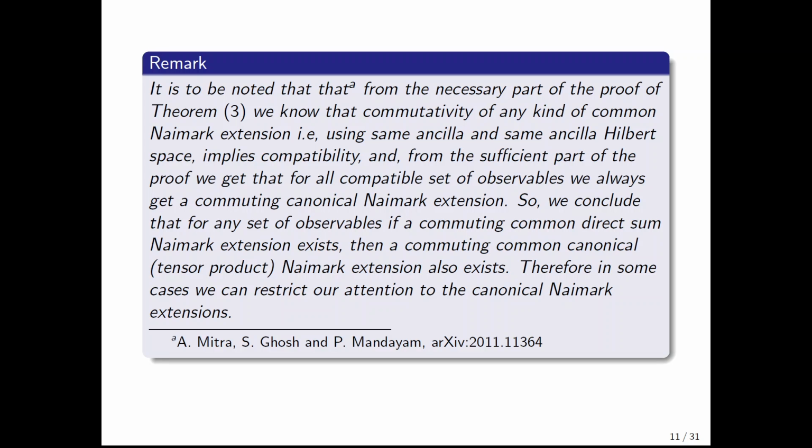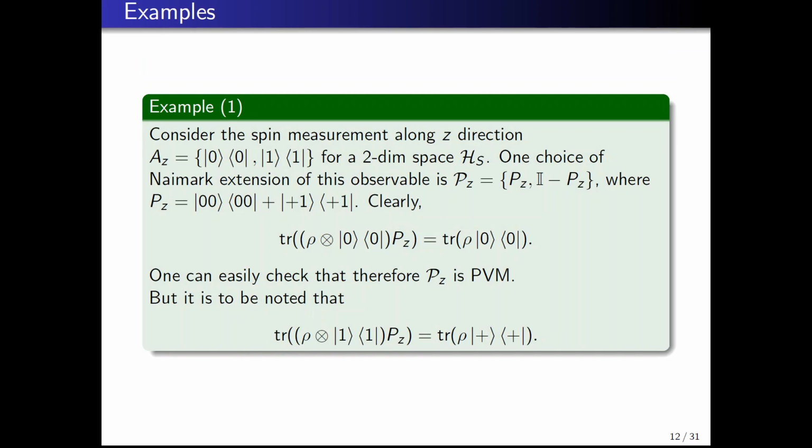In this remark, we have said that from the proof of theorem 3 we got a statement, that is, if we have a common commuting direct sum Naimark extension, then a commuting common canonical Naimark extension also exists for any set of observables. So for better understanding, you can look into our paper.